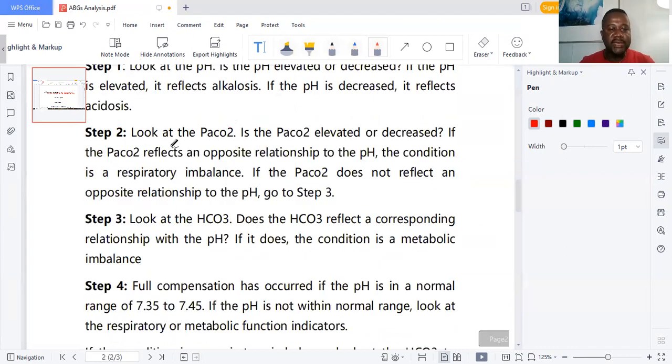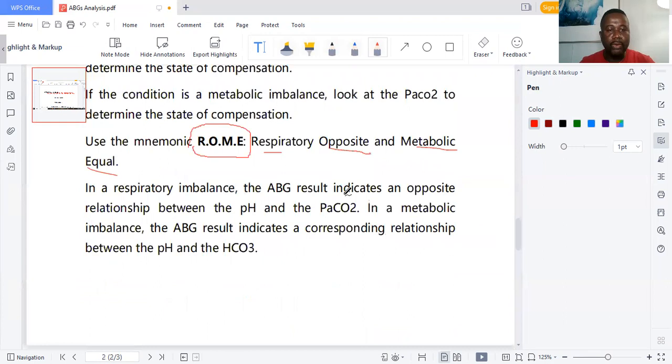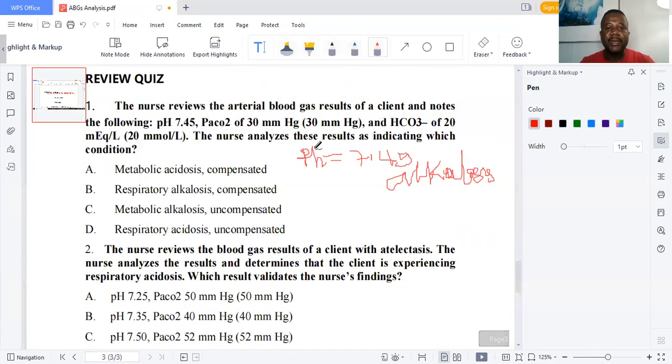Point number 2 says, look at the carbon dioxide. Let's go back to our question. The carbon dioxide is 30. For it to be a respiratory problem, we say what? ROME. It means respiratory opposite. It means it has to be opposite. Is it opposite? Let's look.